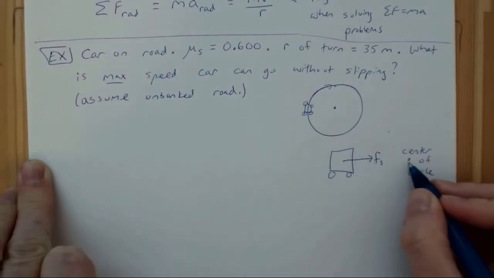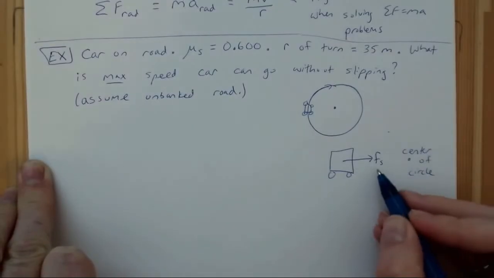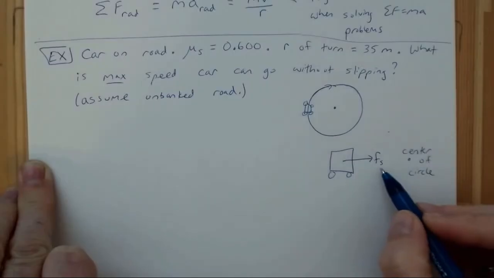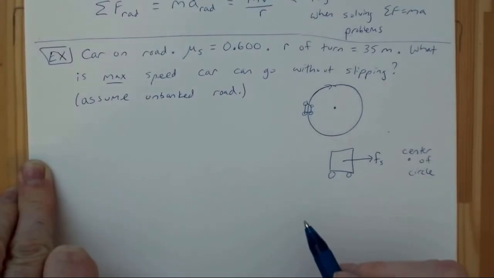That's what's causing it to have a centripetal acceleration. That's what's causing it to change its direction. If there wasn't enough static friction, or if there is no static friction, say in the case of ice, then you wouldn't have that force and you wouldn't be able to go in a circle.